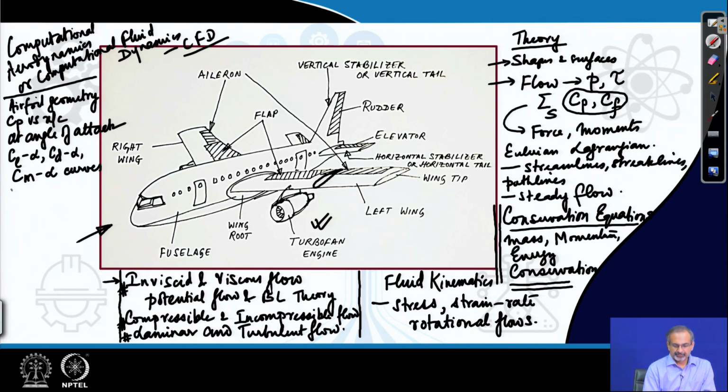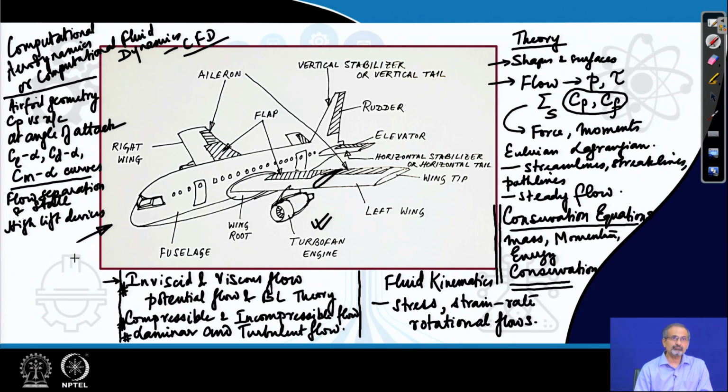We looked at flow separation and stall, and we also looked at how that may be alleviated by using high lift devices, which are deployed during takeoff and landing, and then essentially we use so called multi element airfoil sections.